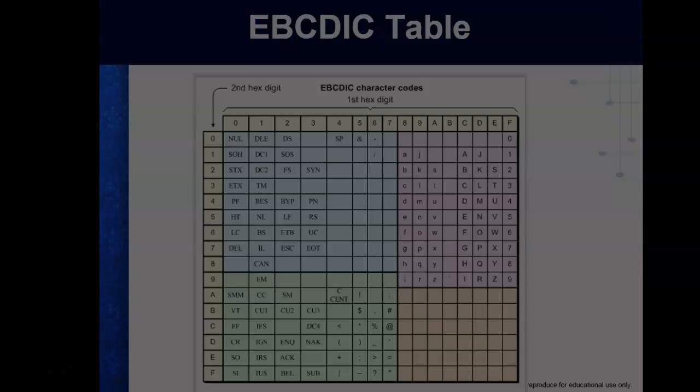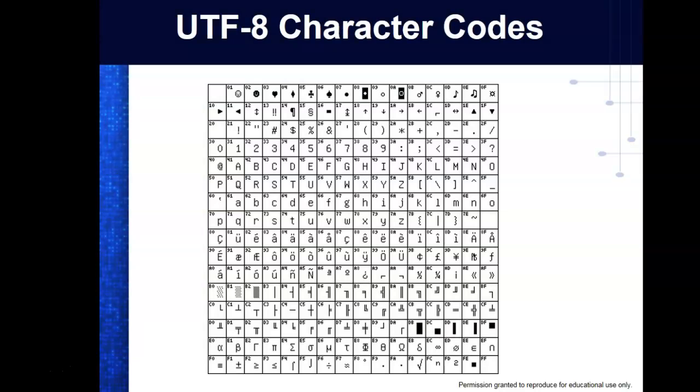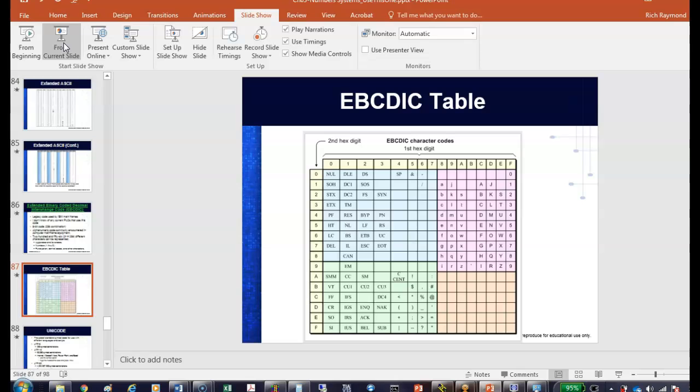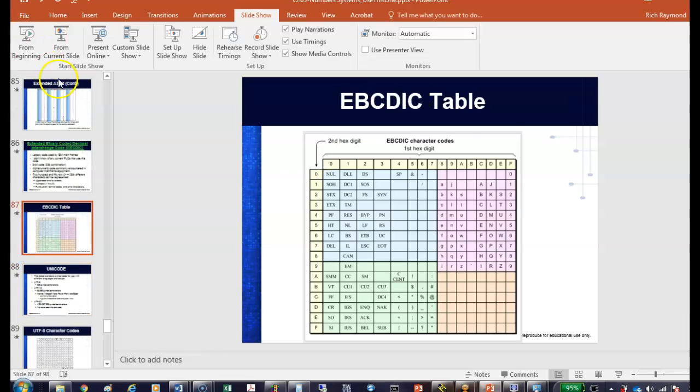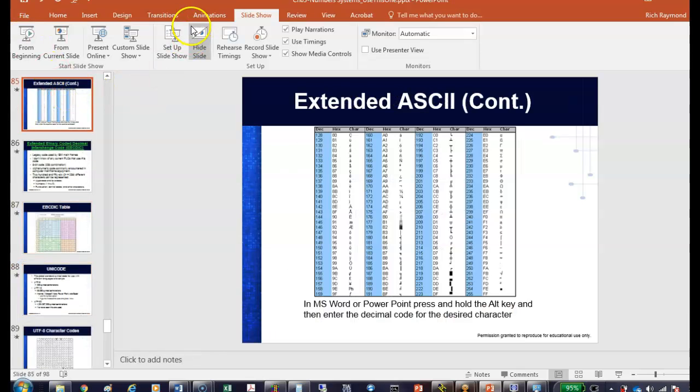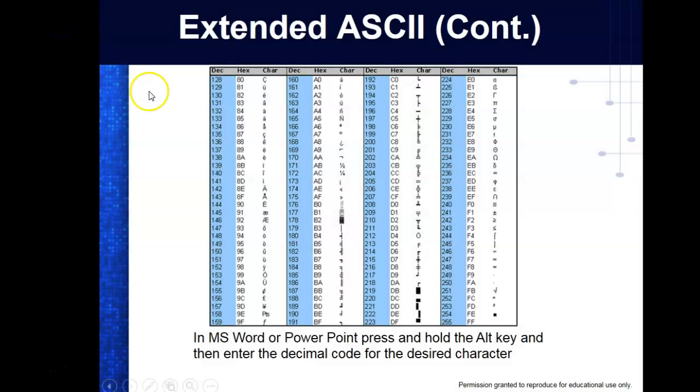So the code in your textbook that says it's EBCDIC is not EBCDIC. The code they give you in your book is what we call extended ASCII. Let me find it. Yeah. So this is extended ASCII. And what they did is basically it's what we use for graphics.